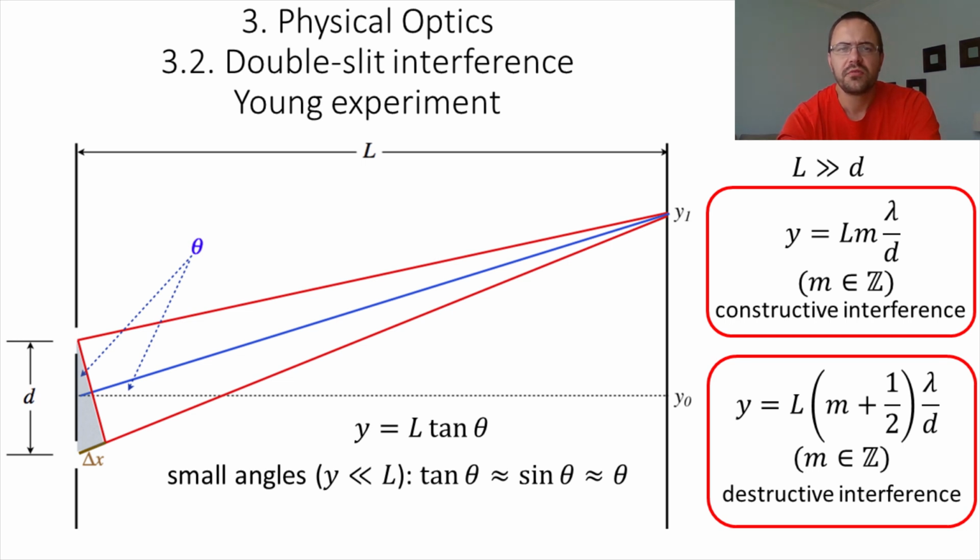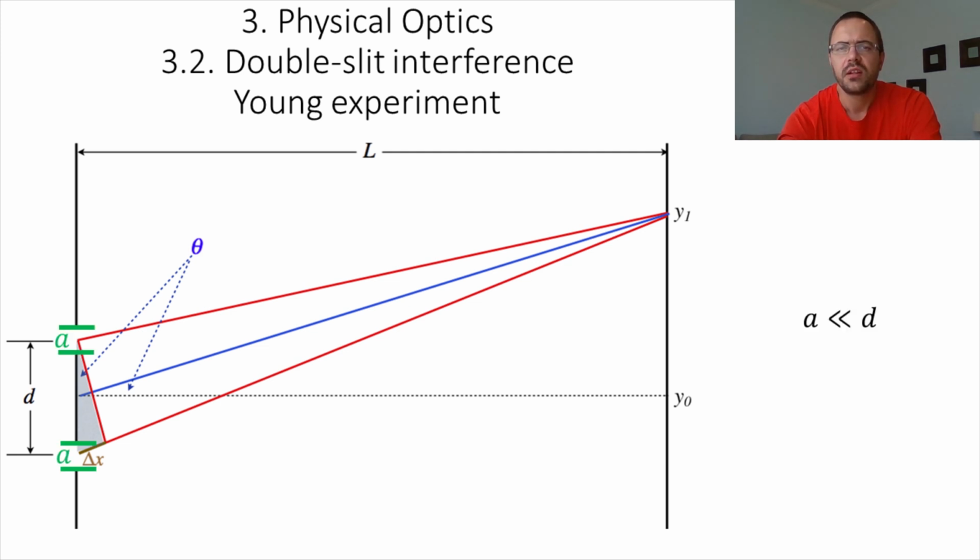Now, before we continue, I should mention that in this chapter, we completely ignore the size of the slits, right? We assume that the width of the slit, a, is much smaller compared to the separation of the slits, d, right? a is much smaller compared to d. We will come back to this approximation later in this chapter.